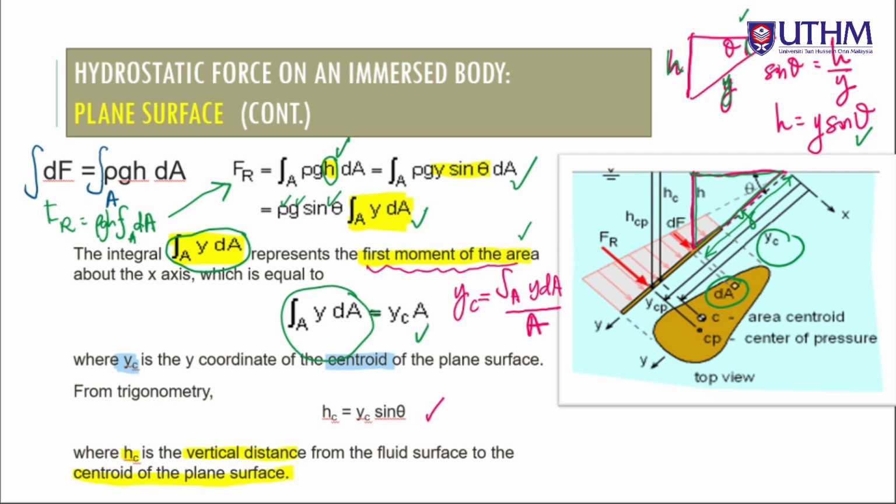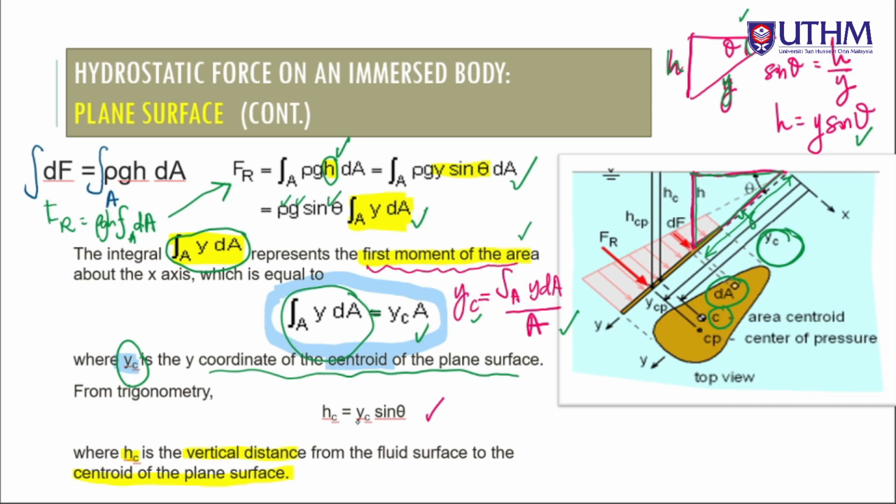Okay, this you have to take note, this is important. The first moment of the area is equal to YC, where YC is the distance Y from the origin to the centroid, times the surface area. So if we rearrange, we get YC equals the integration over all area of y dA over A. In which this YC, as I said, is the y coordinate of the centroid of the plane surface, from trigonometry.